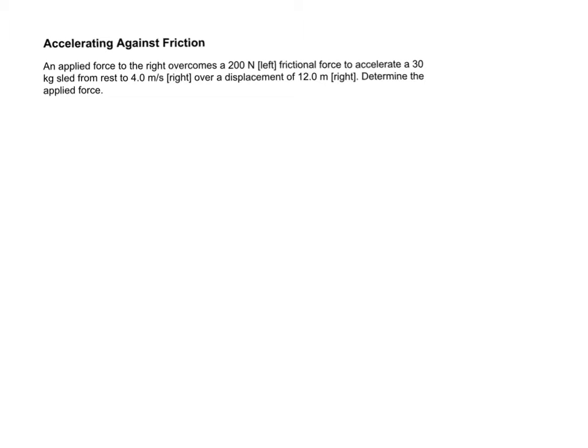I'm going to start with the free body diagram for the sled. I'll represent that as a box. There is a force to the right that we don't really know how big that is. That's actually the problem. I'll just call that FA for applied force. And there is friction to the left, which we know is 200 newtons.